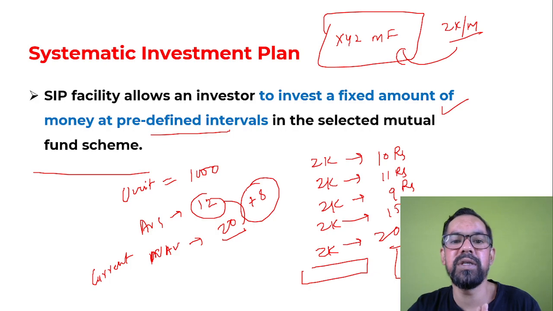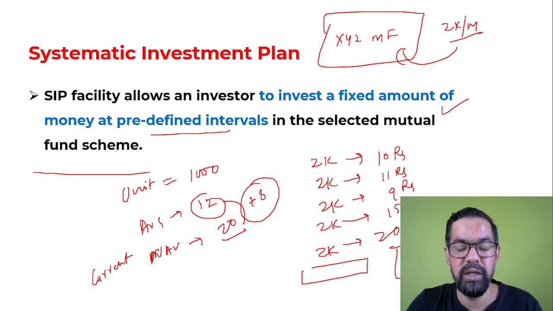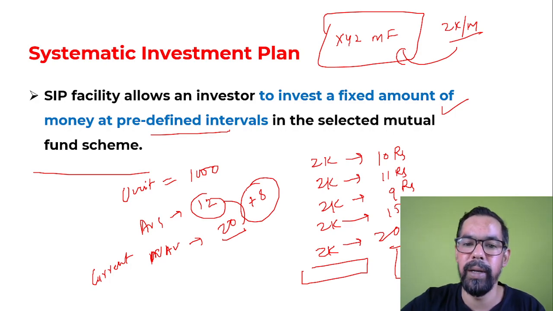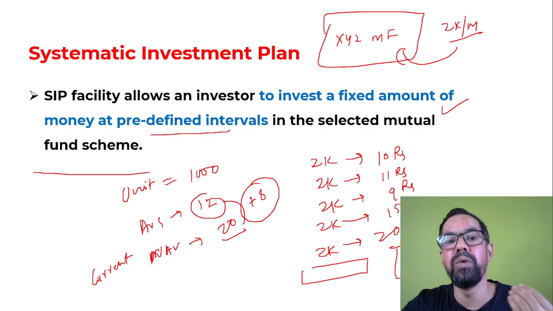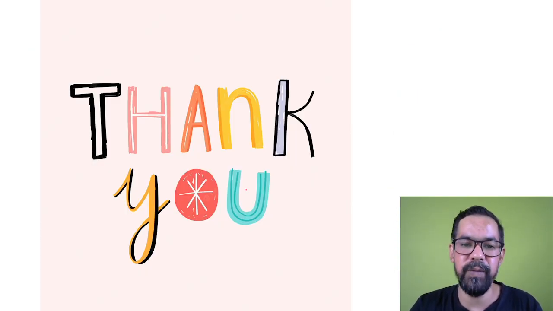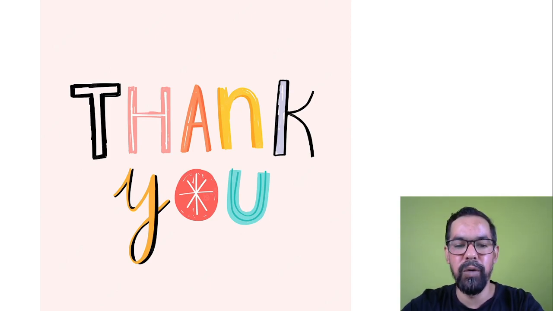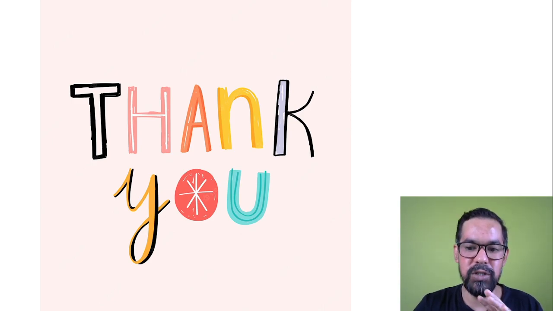So SIPs are one of the most preferable investment tools in the market, especially if you talk about the Indian market. These are systematic investments made by investors in mutual funds, which is called SIP. Hope this is clear. So guys, in this particular video we talked about the different types of mutual funds. Hope these are all clear.